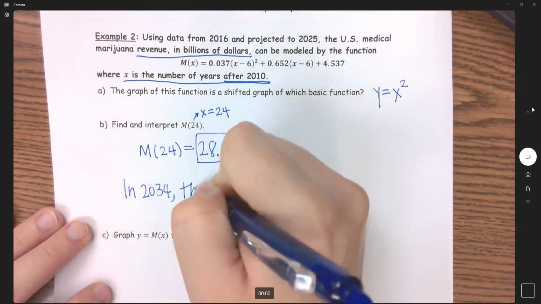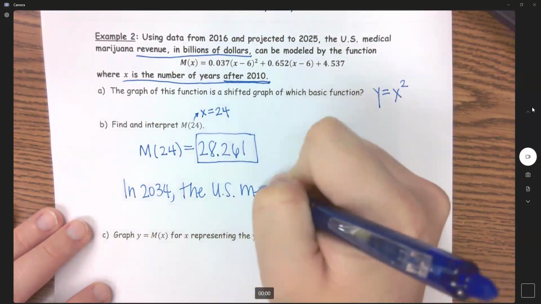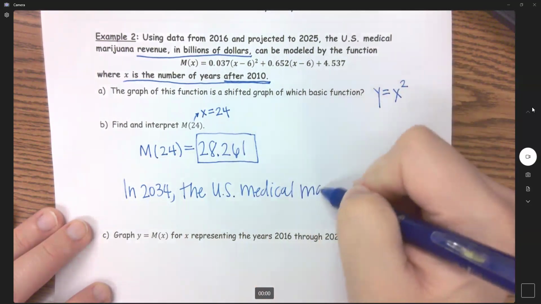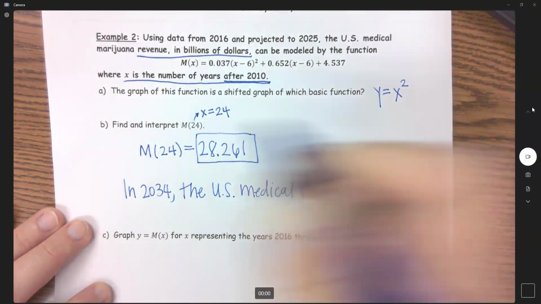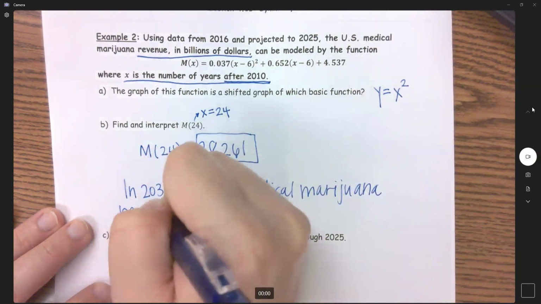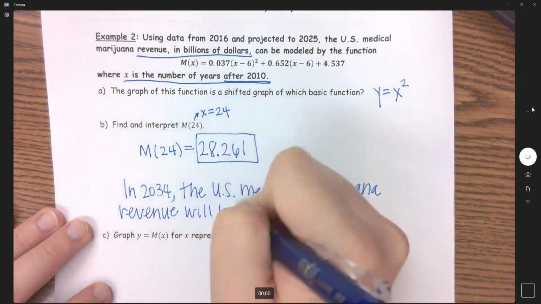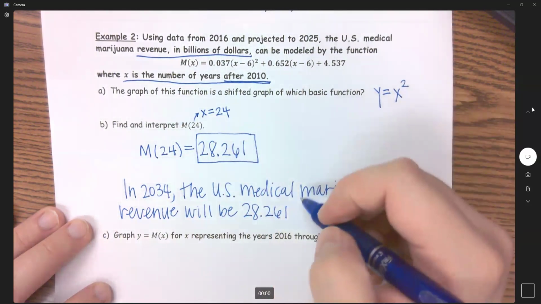So the U.S. medical marijuana revenue will be $28.261 billion.